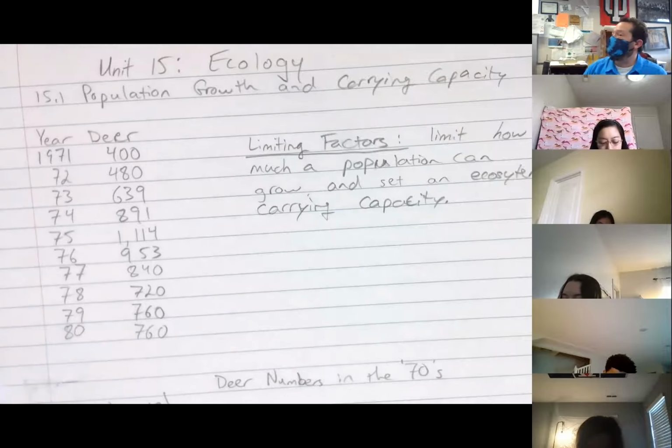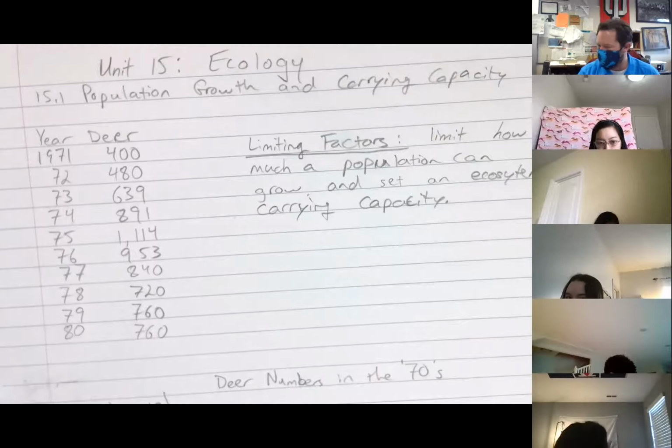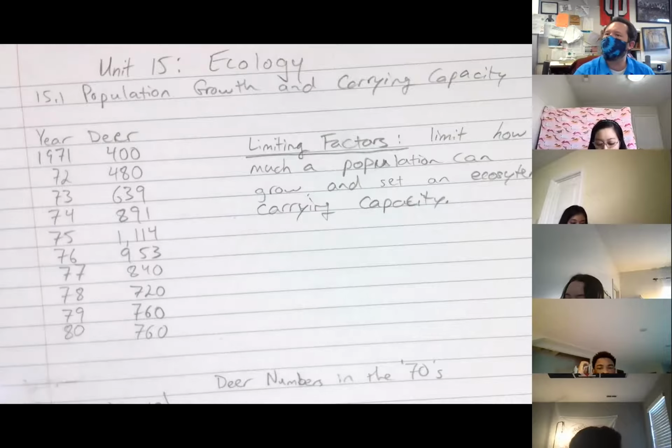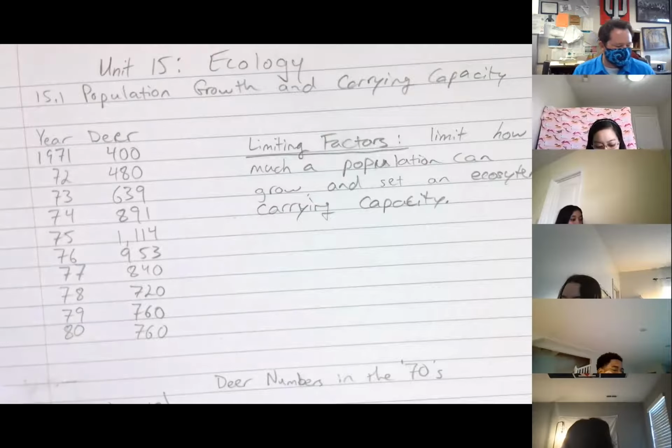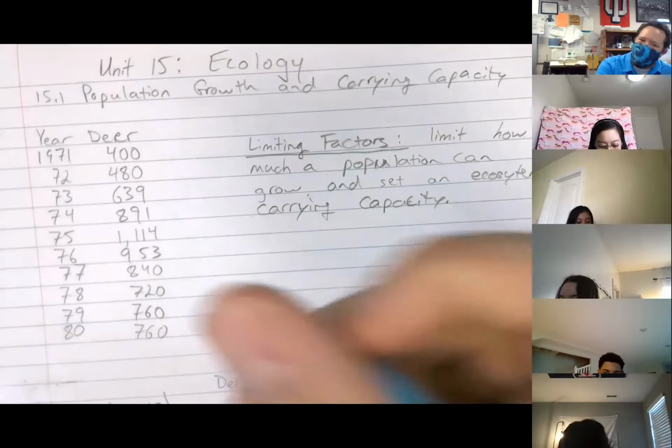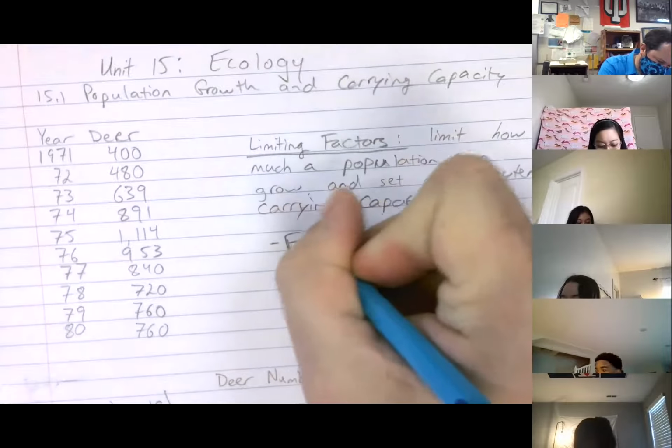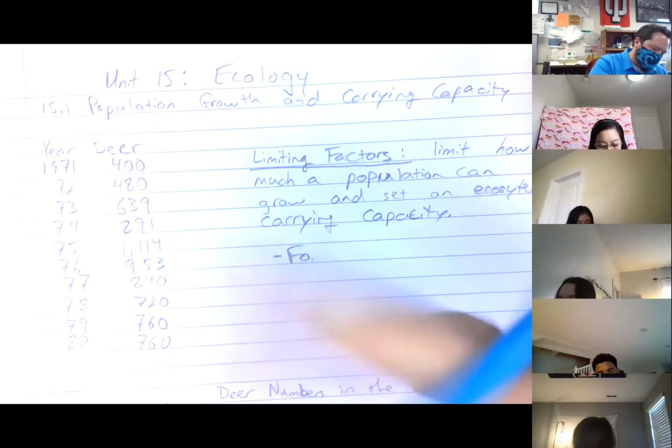Something we call limiting factors are things that stop a population from growing indefinitely. They limit how big the population can grow. That's where the term comes from. And they kind of define an ecosystem's carrying capacity. They determine where that is. You're going to read about that in your homework tonight. I'll give you the easy one: food.